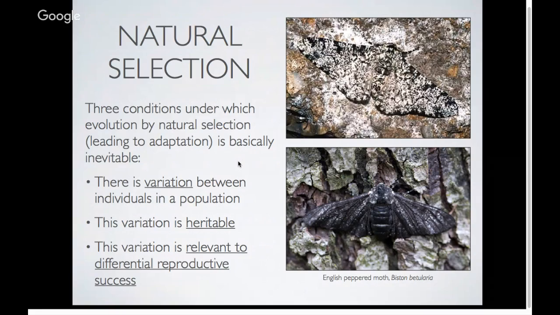This is a moth that comes in two color forms in its population. One of them is dark that you see on the bottom, and one of them is light. And so before the Industrial Revolution in Great Britain, the light-colored form was far more common than the dark-colored form.